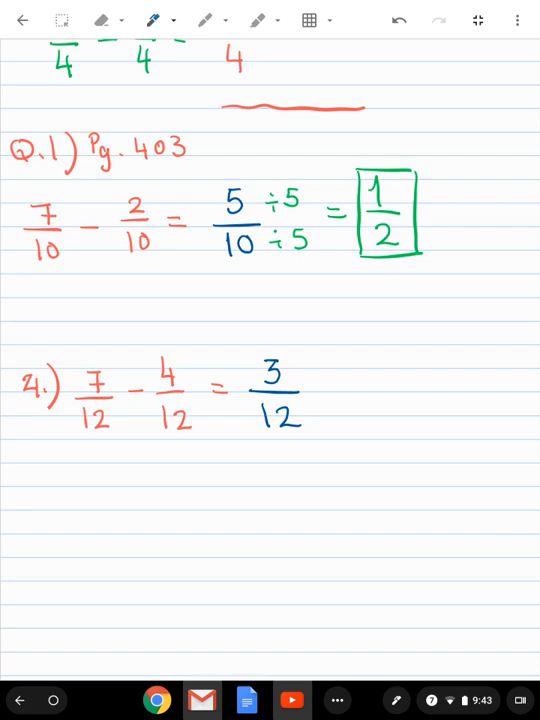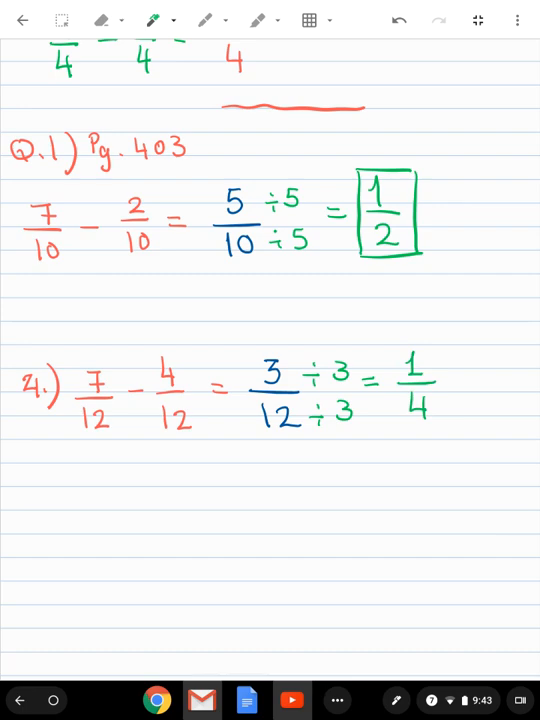Can I simplify this? Yes, of course I can simplify. How will we simplify it? By dividing up and down by 3. The 3 and the 12 are divisible by 3, so we will divide up and down by 3. 3 divided by 3 will be 1, and 12 divided by 3 is 4.